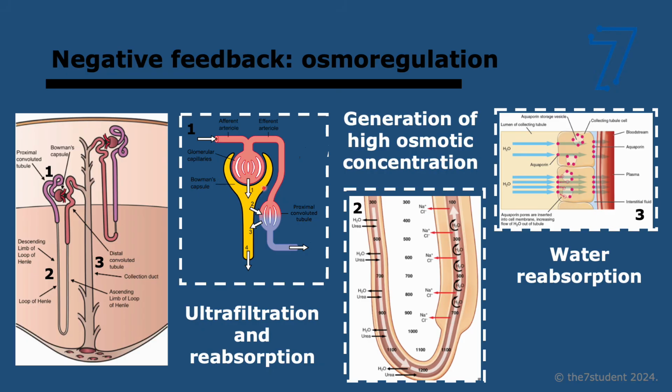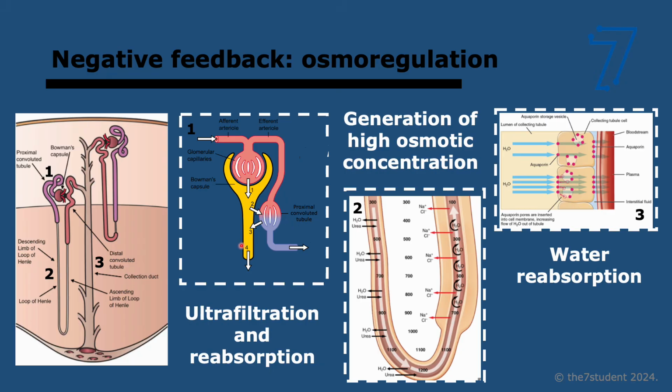So a lot of things pass through to the Bowman's capsule, okay? Except proteins and cells, which stay in the blood, but most other things pass through. And then in the proximal convoluted tubule found here, selective reabsorption occurs. So sodium goes back by active transport, glucose and amino acids go back by co-transport with sodium, and water follows by osmosis. So 80% of water and solutes are reabsorbed here. Okay, so a lot passes through here, but then a lot of it goes back.